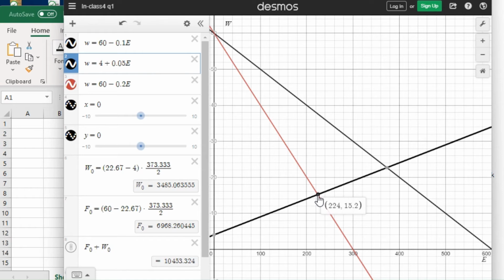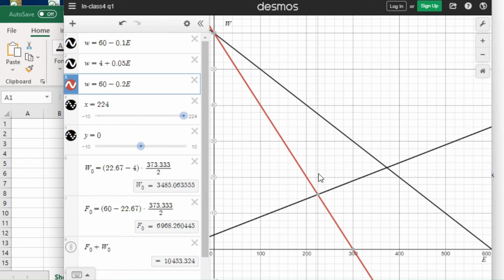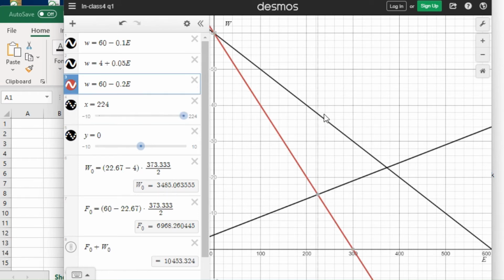Okay, so the intersection of these two gives me the number of employees that the union wants to admit into its union, right? 224. And then I'm going to set this x equals 0 to 224. And you can see this vertically dashed line here, right? So at 224 employees, the union can negotiate a wage of $37.60, right? Let me just type that in here real quick into the Y, 37.6.